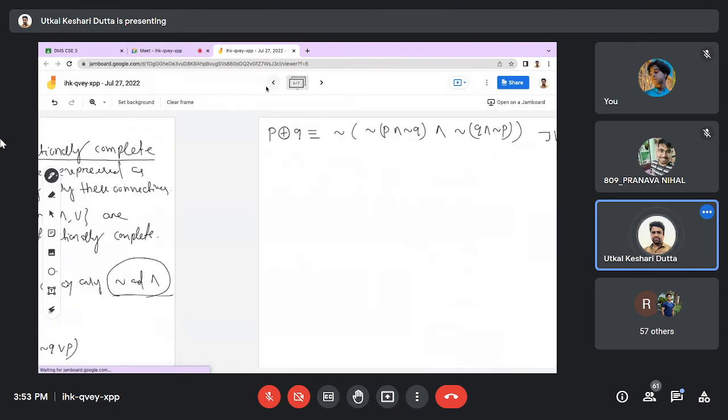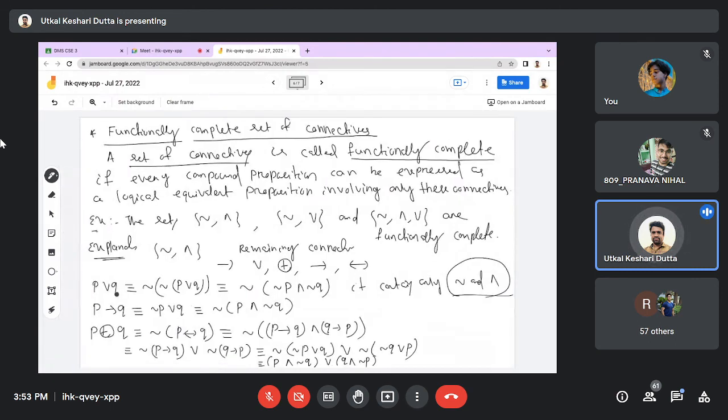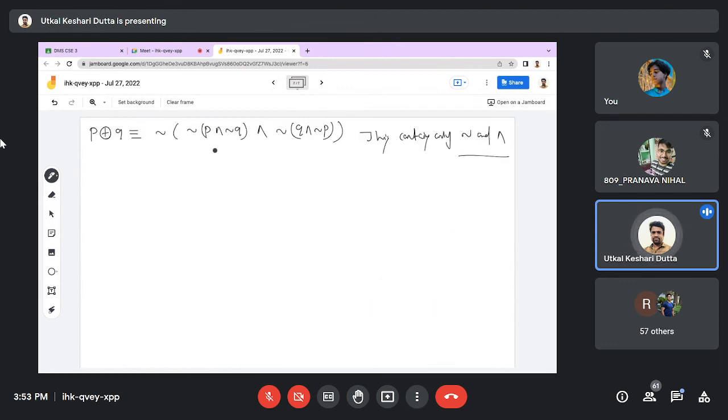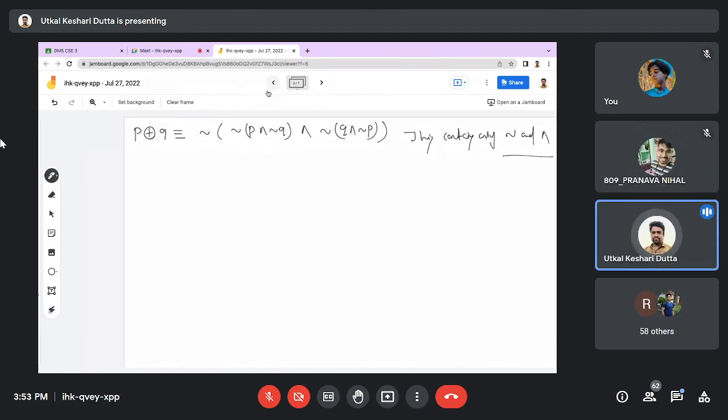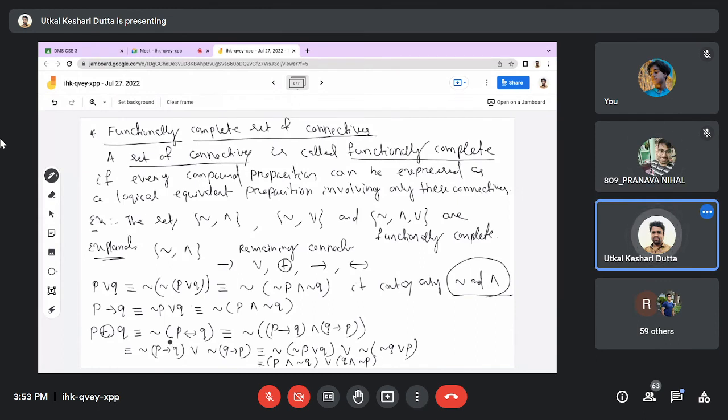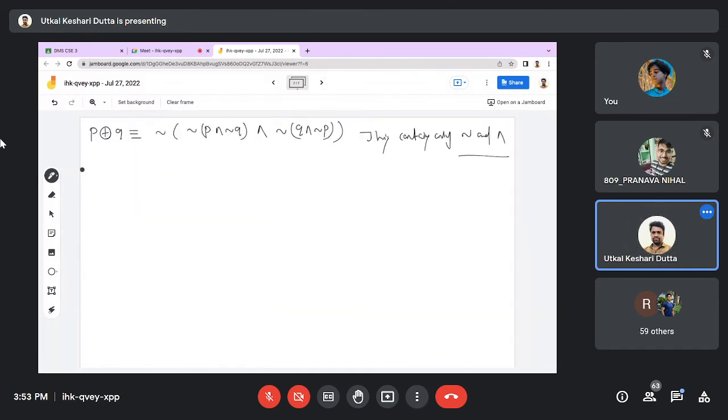See, that means all the connectives: P disjunction Q has an equivalent statement in the form of negation and conjunction. P conditional Q in the form of negation and conjunction. P exclusive, that is also in the form of conjunction and negation. Another one is biconditional. Biconditional we have already written. Negation of P biconditional Q is the same as all these things. You can write it, P biconditional Q.